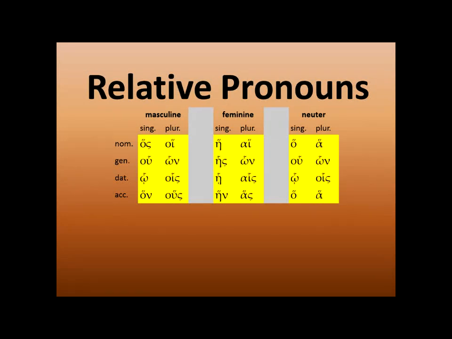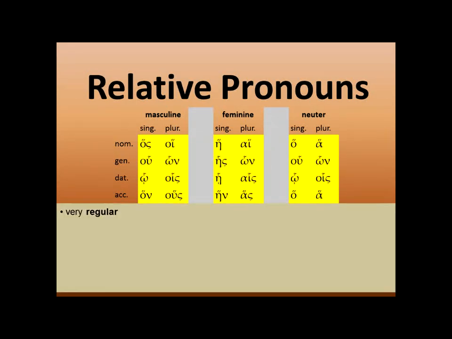Here are the relative pronouns in Greek. You'll see that we have masculine forms and feminine forms and neuter forms. For each gender, we have singular and plural forms, and of course these forms are declined for case: nominative, genitive, dative, and accusative. The declension is very regular. The masculine relative pronouns follow the second declension pattern without exception.